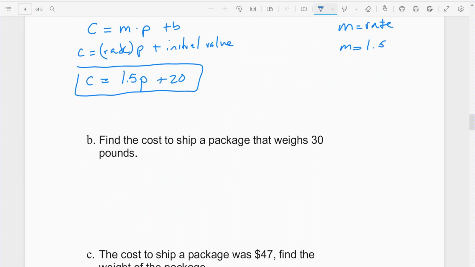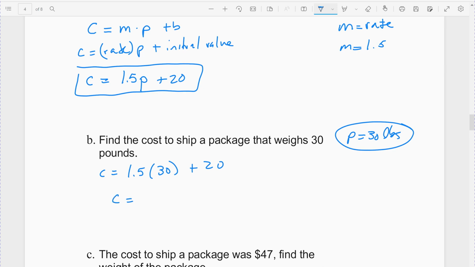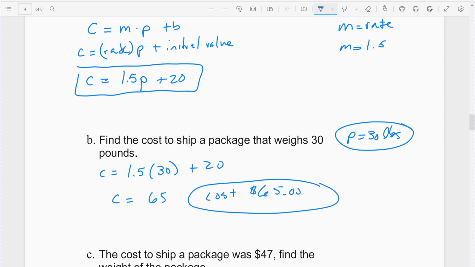Find the cost to ship a package that weighs 30 pounds. And so we're given the pounds, right? 30 pounds. So cost is $1.50 times 30 plus 20. Every pound costs me $1.50, and then I have to tack on the fee of $20. And so this cost comes out to be $65. So it costs $65 to send a package that weighs 30 pounds.